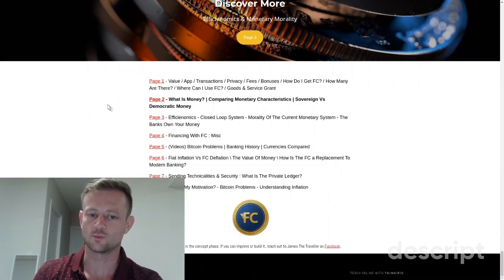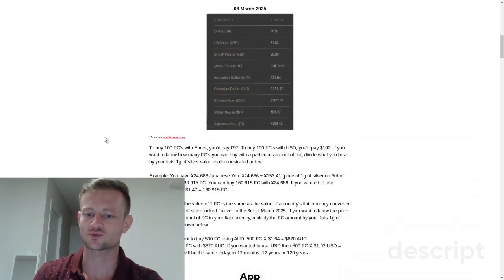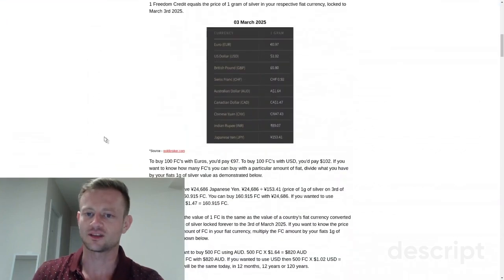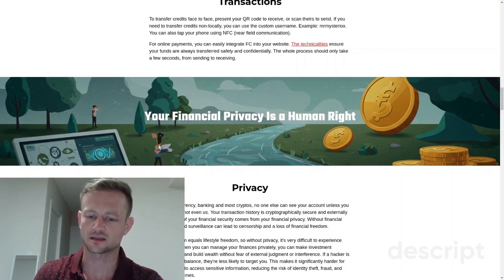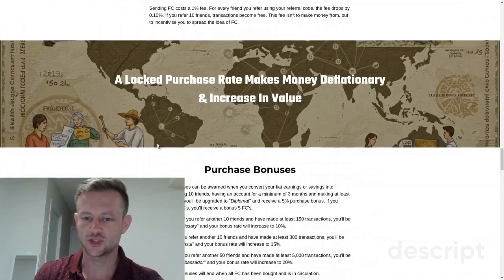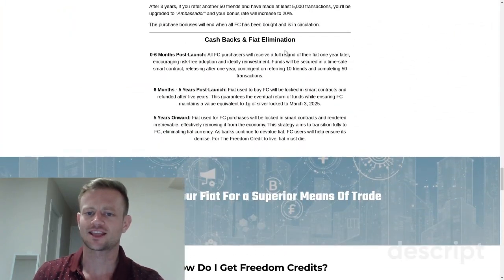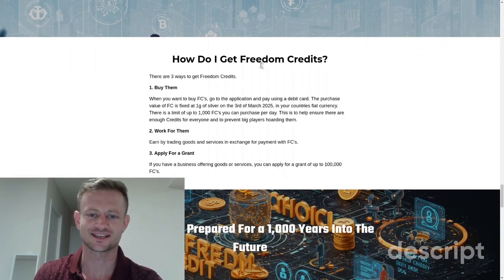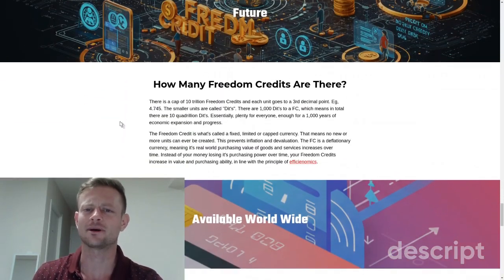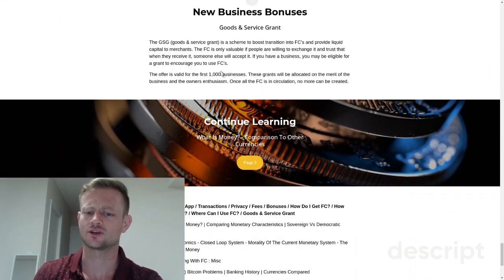And in the next one, we're going to be looking at page 1, going over what actually is the Freedom Credit. So just do a quick scroll through. We'll be looking at the value, the app, how transactions work on a basic level, privacy, security, fees, purchase bonus, cashback and fiat elimination. Oh yes. There's so many pieces of this. How do I get Freedom Credits? How many are there? Where can I use it? New business bonuses, the goods and service grant.